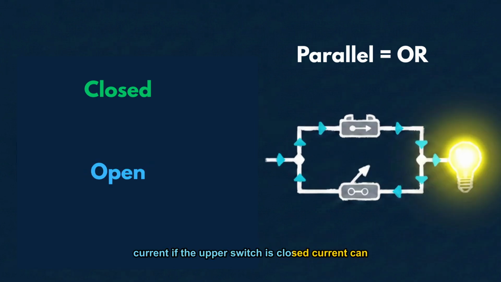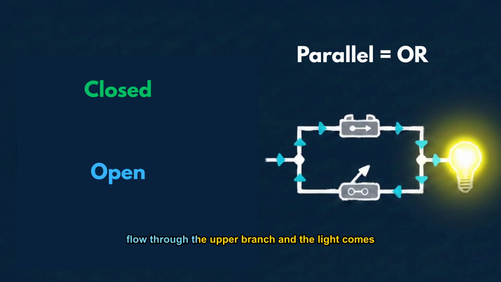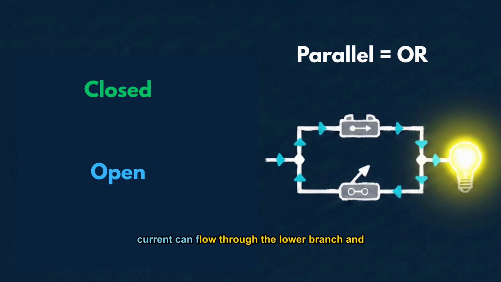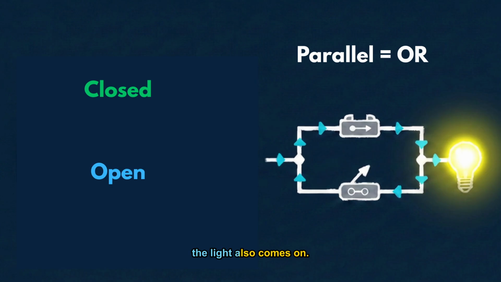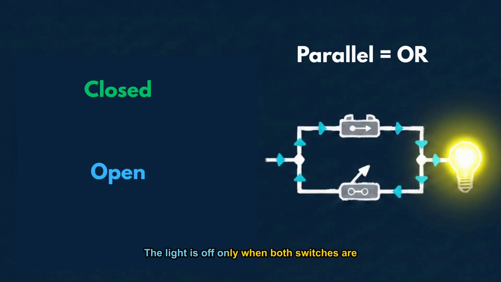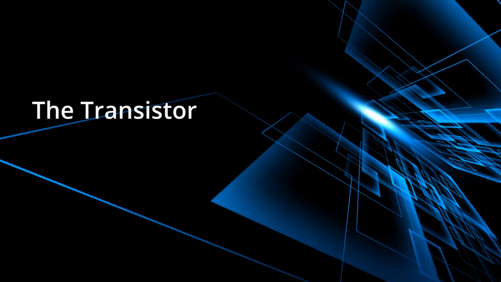If the upper switch is closed, current can flow through the upper branch and the light comes on. If the lower switch is closed, current can flow through the lower branch and the light also comes on. If both switches are closed, current has two available paths and the light remains on. The light is off only when both switches are open. This is the same in logic as the logical operation OR. This one or that one.